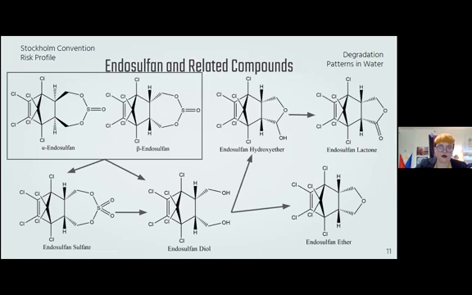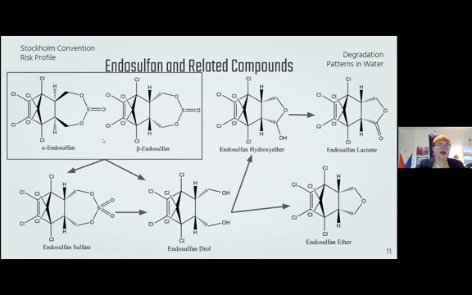Here is endosulfan and the related compounds. I want to note that this is the degradation pattern in water. The degradation pattern in soil is a little different, but uses the same compounds. So first off, there's alpha and beta endosulfan over here. The difference is right here where we start that 7-membered ring.